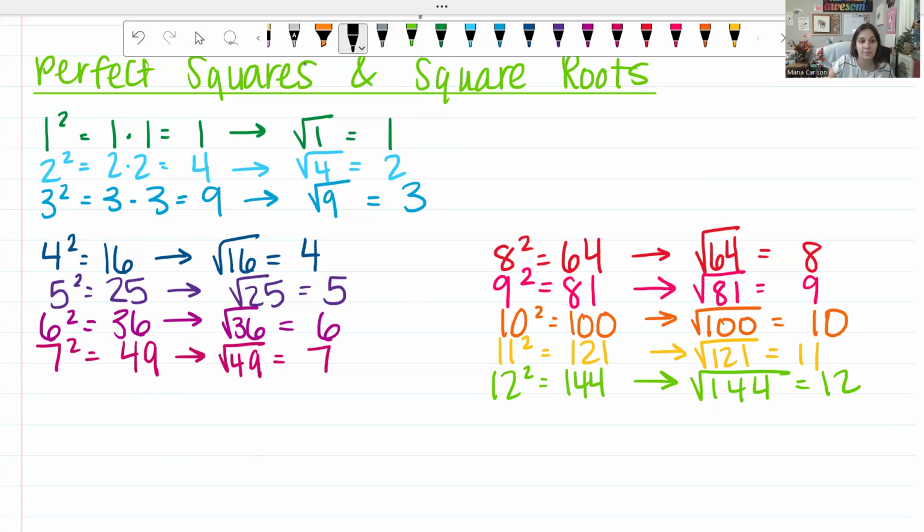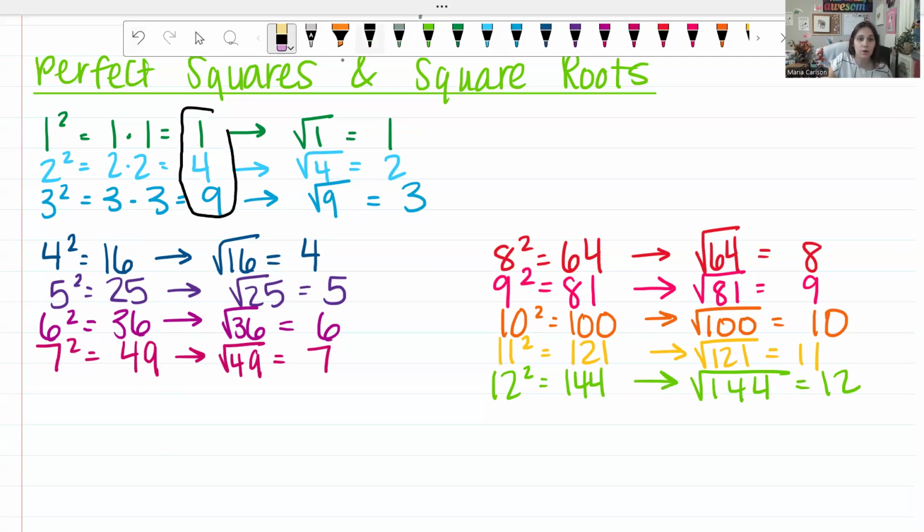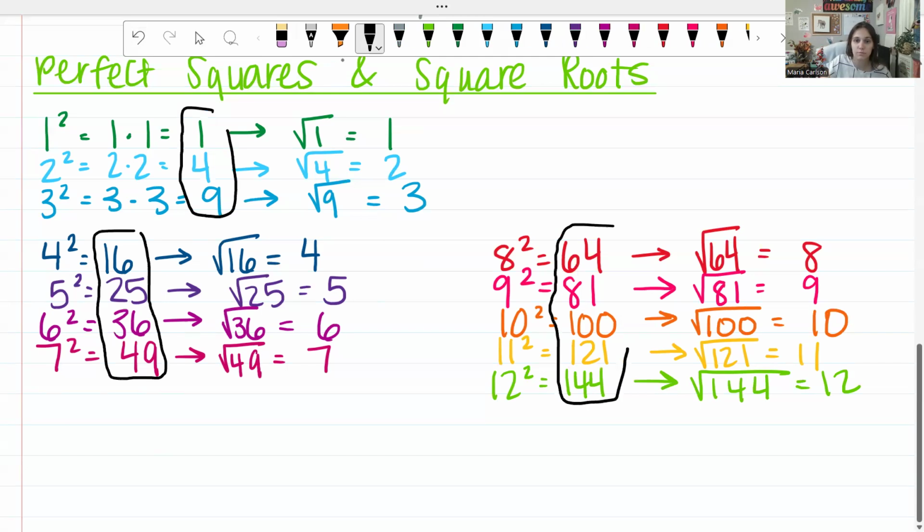And I want you to identify here that every number that has been squared, well, starting at the top, 1, 4, 9, 16, 25, 36, right? And I could honestly just box them like this. Those are the perfect squares. These are all of our perfect squares.